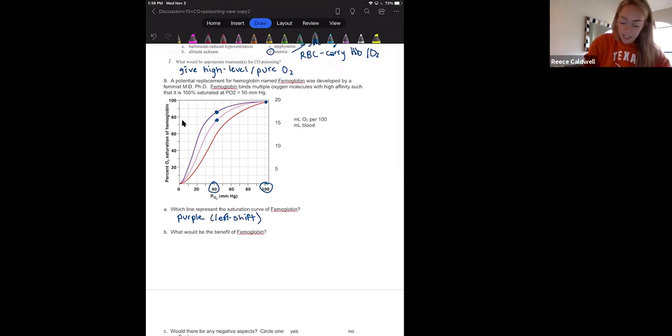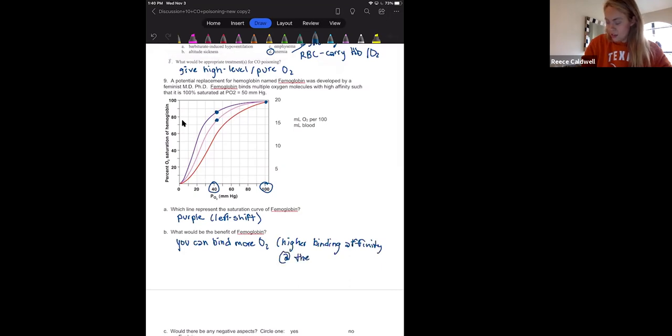So the overall benefit is you can bind more oxygen. There's a higher binding affinity at the lungs. Awesome. So that's kind of the benefit of hemoglobin.